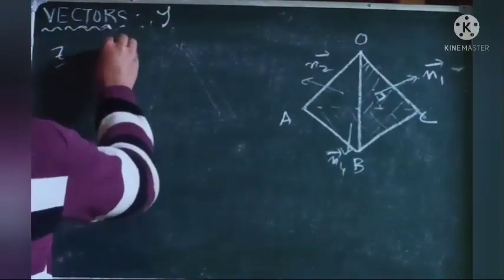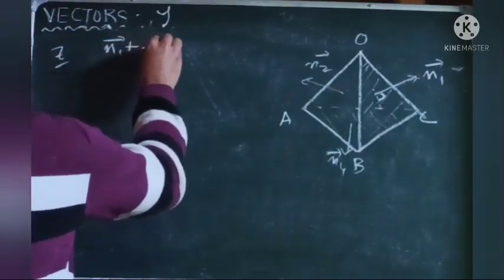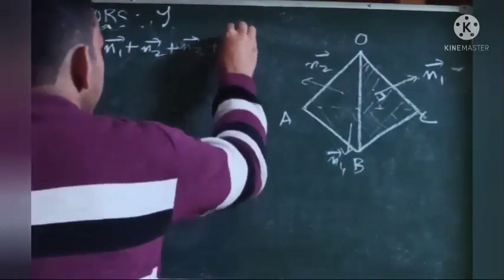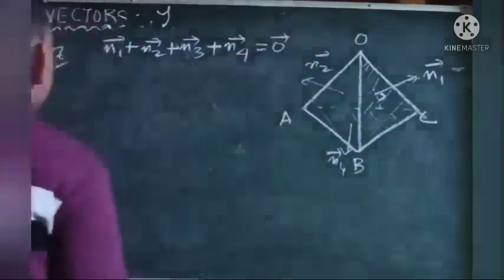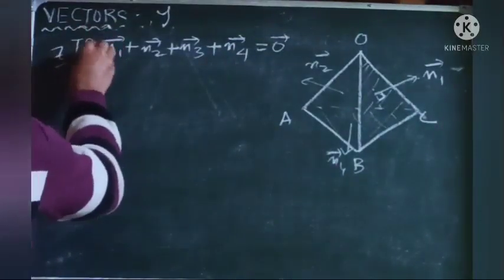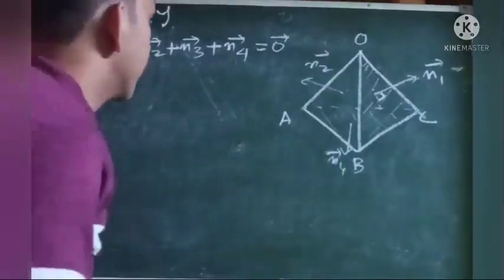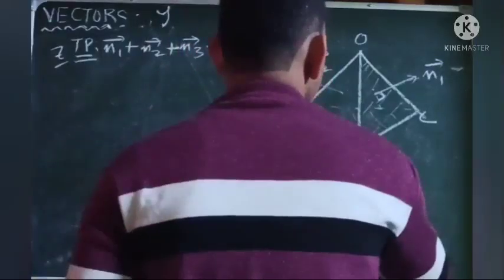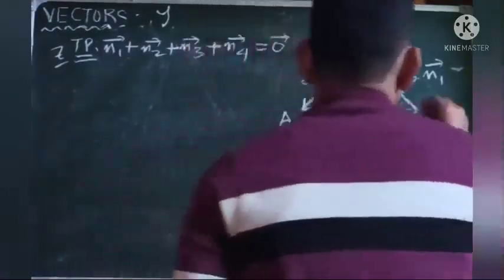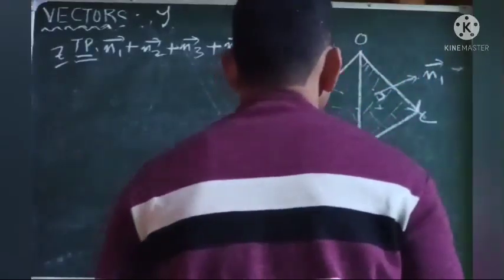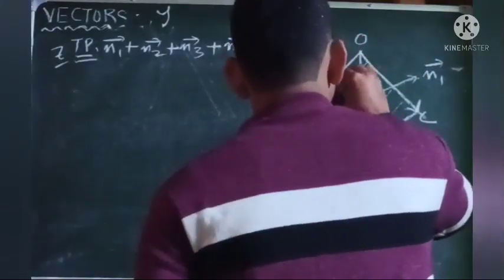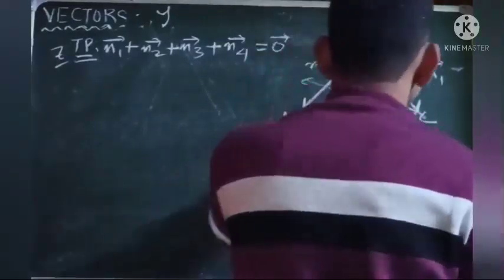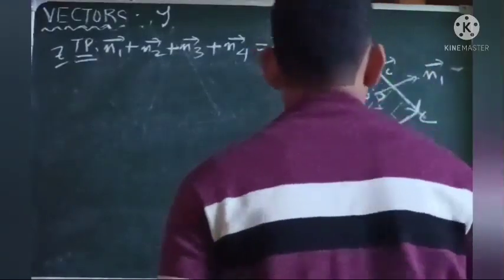Now we are required to prove that n1 vector plus n2 vector plus n3 vector plus n4 vector is going to be 0 vector. This is the question we are going to solve. Suppose we take this as OA vector, this as OB vector, and this as OC vector. Let OA vector be represented by small a vector, OB vector by small b vector, and OC vector by small c vector.